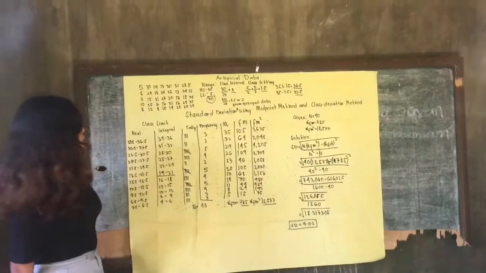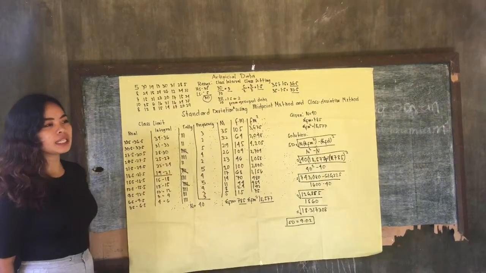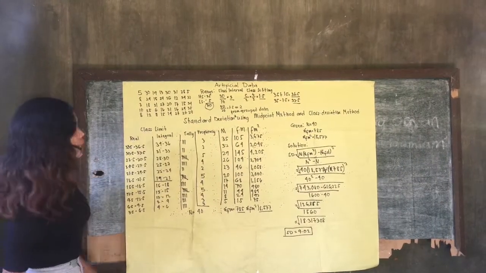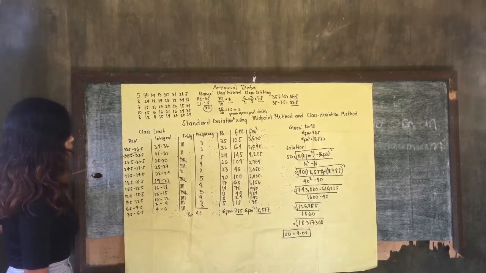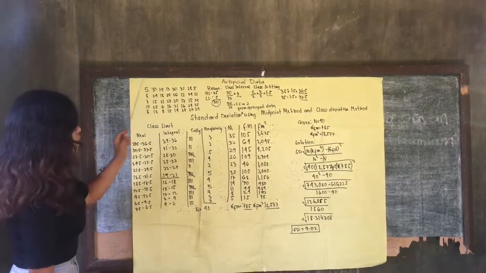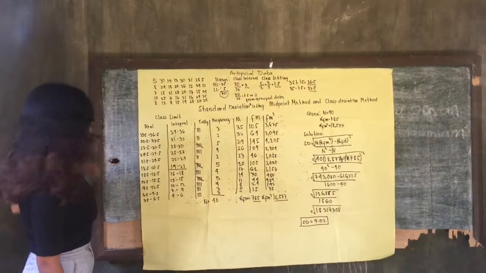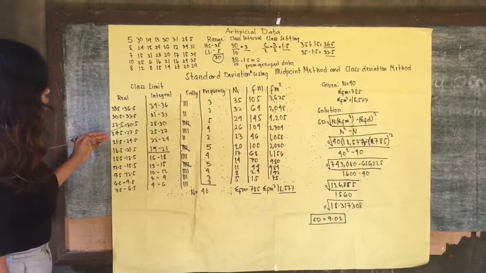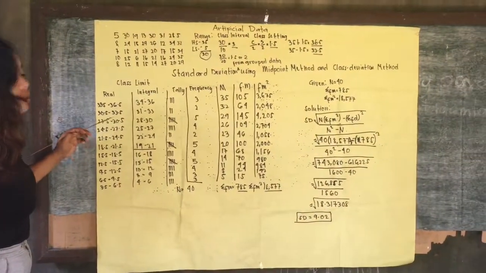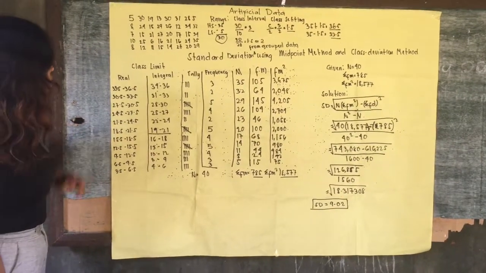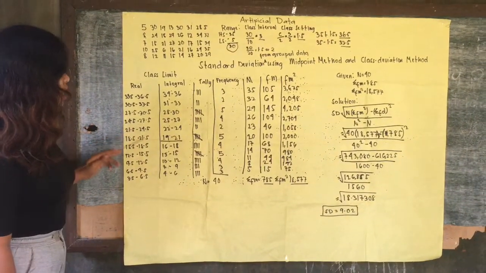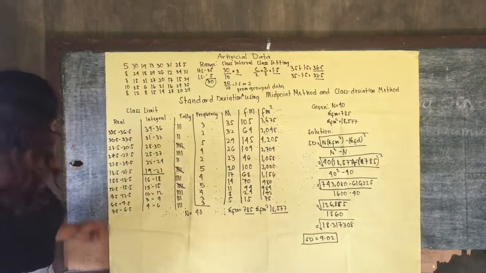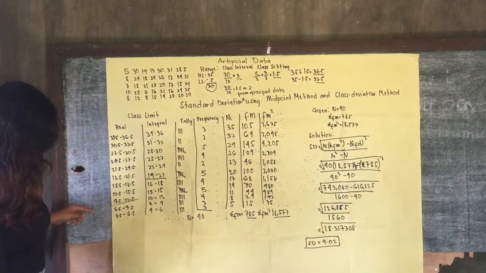Next, we establish our higher real limit with the same process. Subtract the class interval from your higher class limit. So 36.5 minus 3 is 33.5. Then 33.5 minus 3 is 30.5. Then 30.5 minus 3 is 27.5. Then 27.5 minus 3 is 24.5. Then 24.5 minus 3 is 21.5, and so on and so forth.